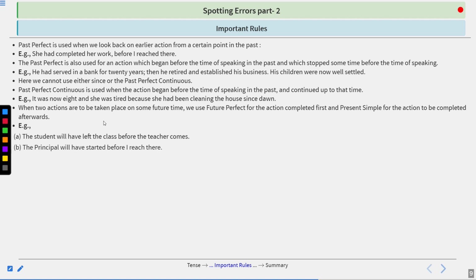The principal will have started before I reach there. So this work has also been done before I reach there. So here we are talking about future events, two future events here. One action will be completed before another.